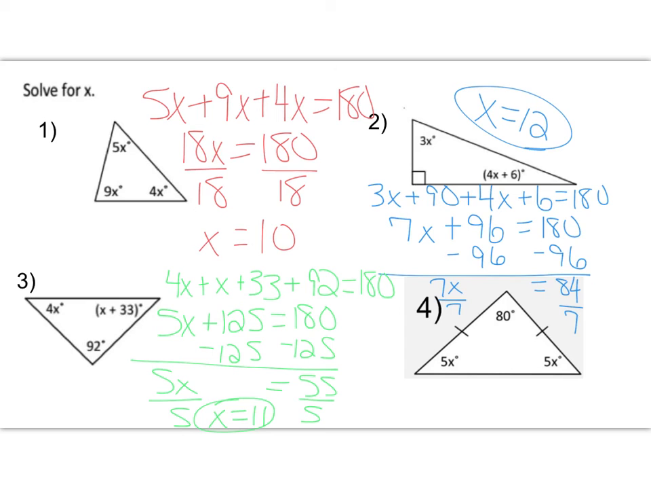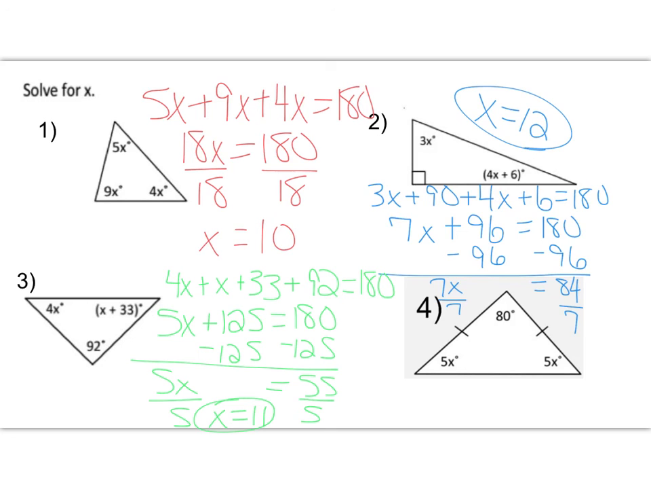Okay, so the last one has two angles that both measure 5x, and then the third angle is 80. And notice this is an isosceles triangle. This is sort of just extra here, but it's something important to know. These two sides are congruent. That's an isosceles triangle. When there are two sides congruent, there are also two angles congruent. And the angles that are congruent are the ones across from the sides. So that's just a property of isosceles triangles that sometimes comes in handy.